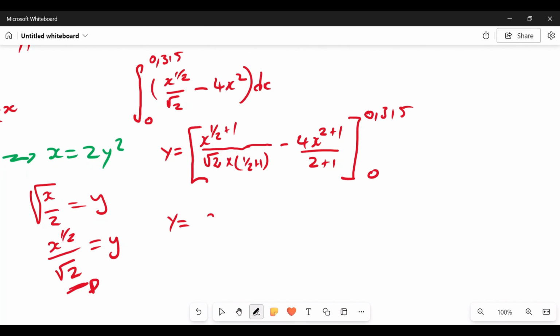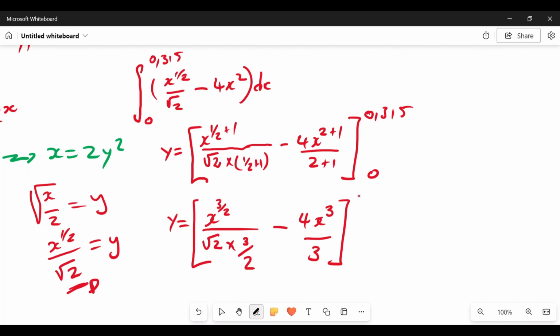Now we know that x to the power of half plus 1 is going to give us 3 over 2. Divide by. Now it means we have root 2 multiplied by 3 over 2. There we go. Minus. Now we can say 4x to the power of 3 divided by 3. Let us not forget the upper limit 0.315 and 0. Right. So let me create more space.